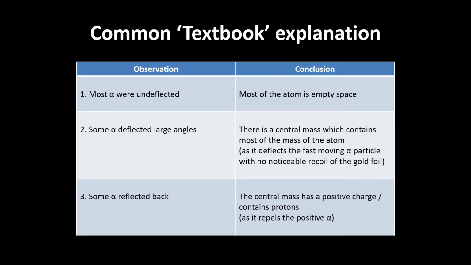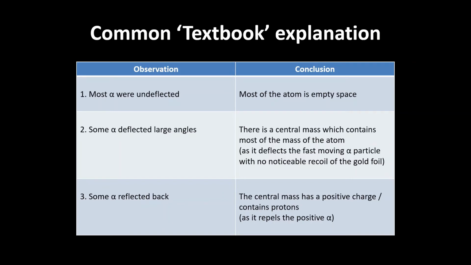Now, the common textbook explanation for this is that each of those observations can be explained by some property of the atom. The fact that most of the alpha particles were undeflected means that most of the atom is empty space. The alpha particles are just going straight through and not interacting with anything, so they're undeflected. Some of the small deflections are from passing vaguely nearby something that might be deflecting them, but there's mostly nothing there.